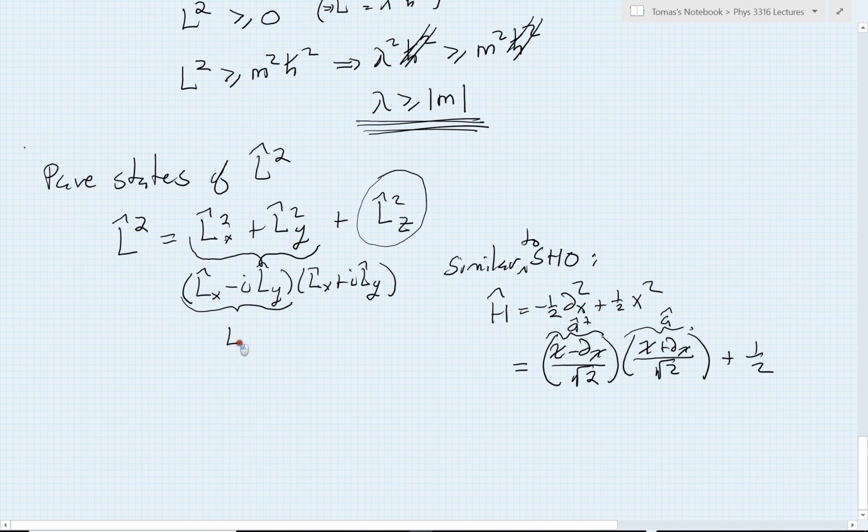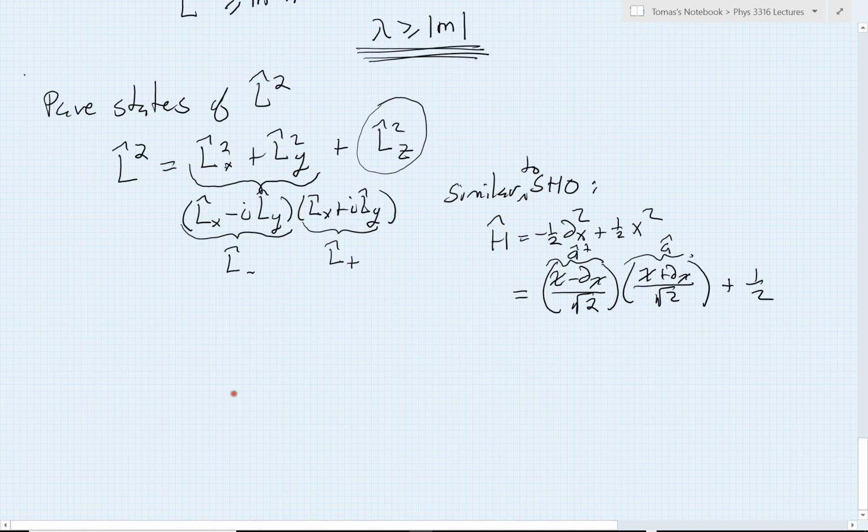Let's try this approach. We can call this the L minus operator, and this I'm going to call the L plus operator. Now the plus and minus is not only a nice mnemonic for the formulas, it turns out there's a much deeper reason why these are called L plus and L minus, and we will learn about that later on. But for now, let's carry out our computation. If we multiply this out all the way, L minus times L plus, writing it out, is the Lx operator minus i Ly operator times the Lx operator plus i Ly operator.